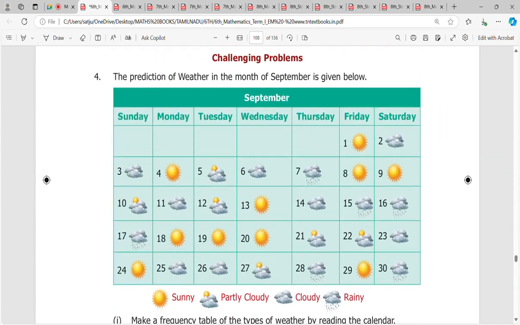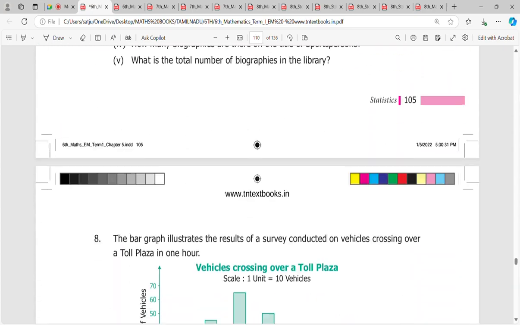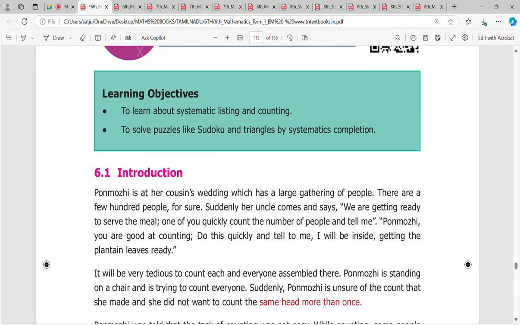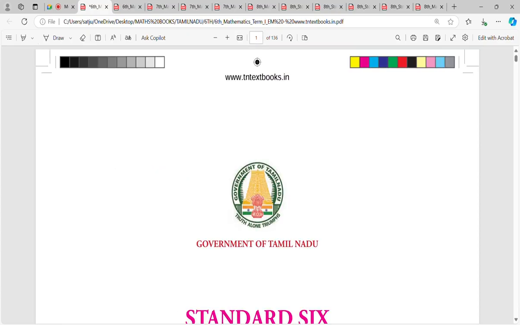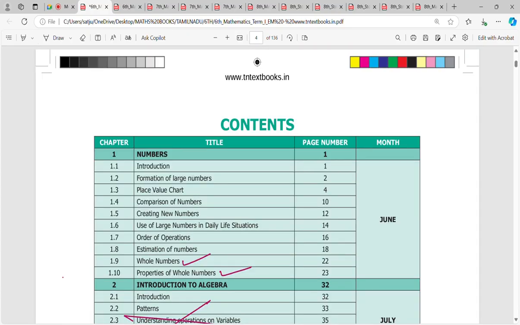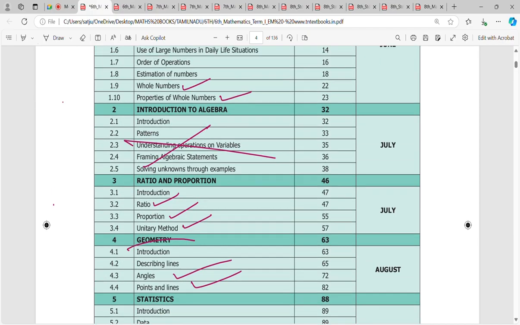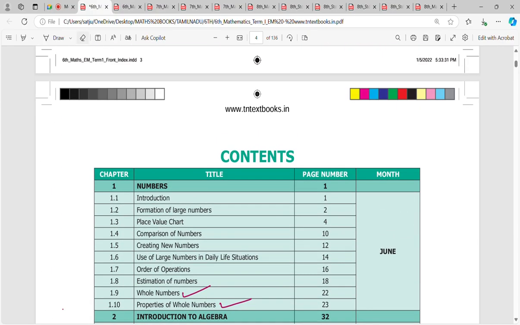That's it. Here in this book, completely okay. In the volume, information process, nothing required here. So therefore, we have done this one. Ratio and proportion, these kind of things, completely okay. Next here.